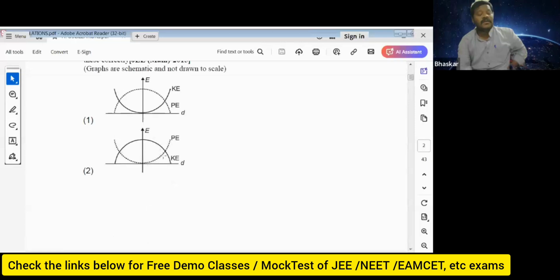For example, if you see this, in this way the body initially has less kinetic energy, then it will become maximum at the center because velocity is maximum. Half mv square is basically the kinetic energy expression. So velocity gets maximum, right? That is half mv square.